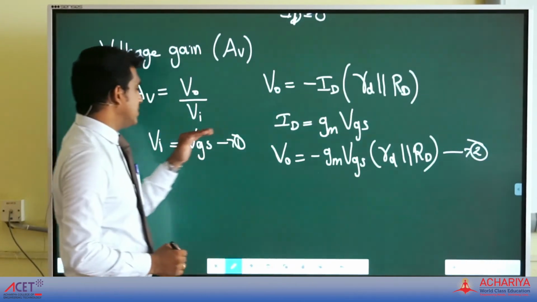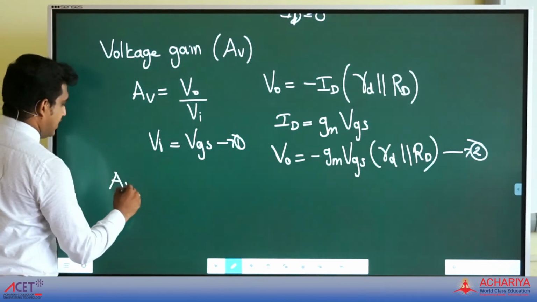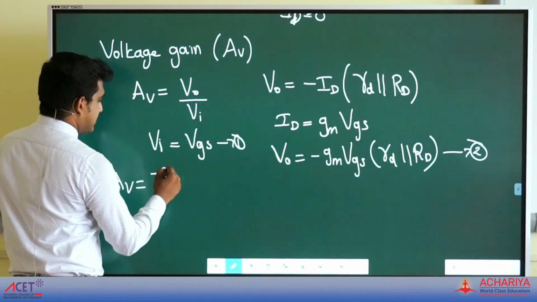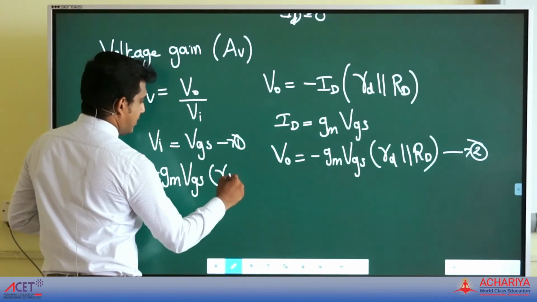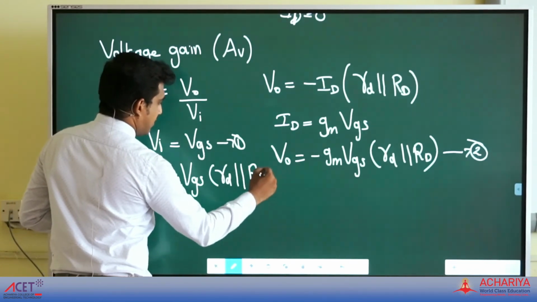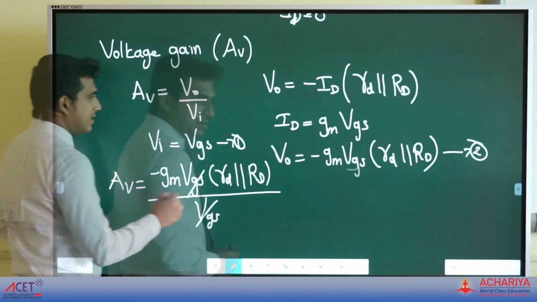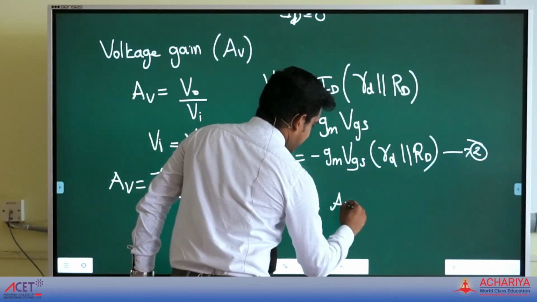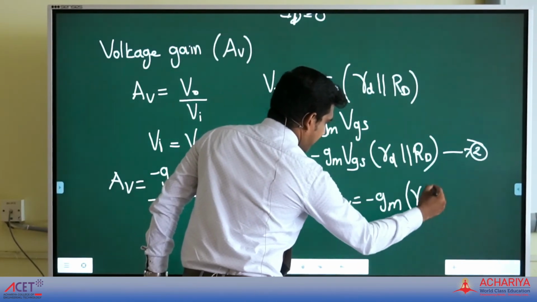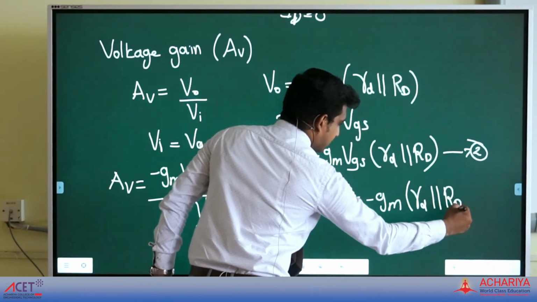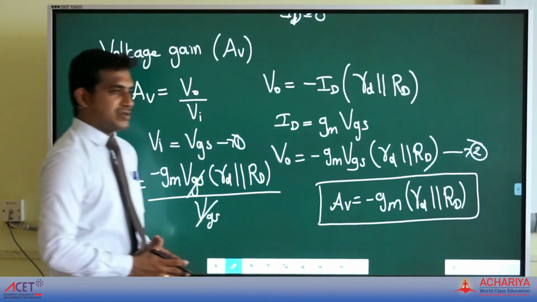Now we can substitute this Vi equation and V0 equation in the voltage gain equation. Now AV is equal to minus GM VGS into small RD parallel capital RD, the whole divided by VGS. This VGS will get cancelled. The voltage gain AV becomes AV is equal to minus GM into small RD parallel capital RD. This is the voltage gain of common source FET amplifier.